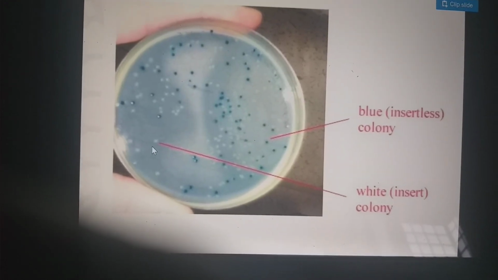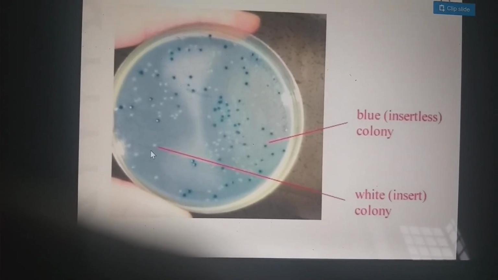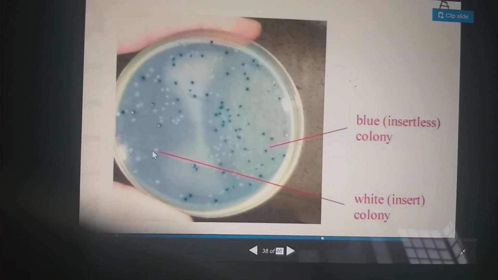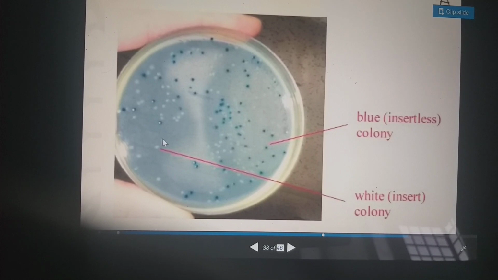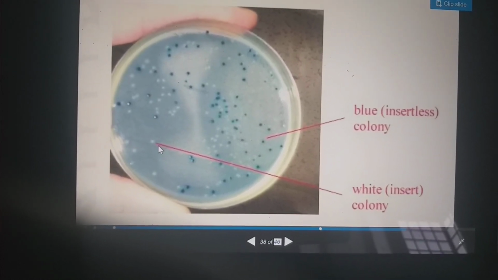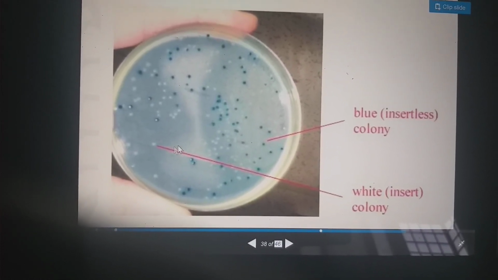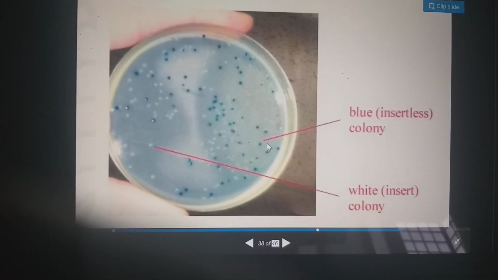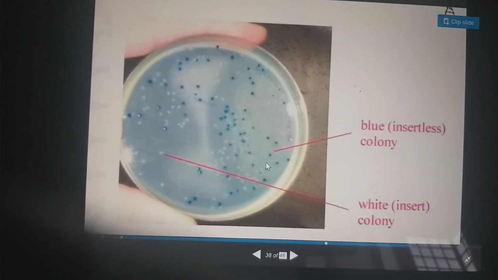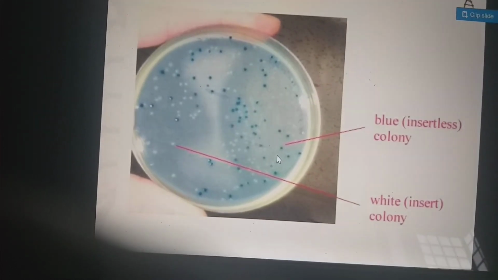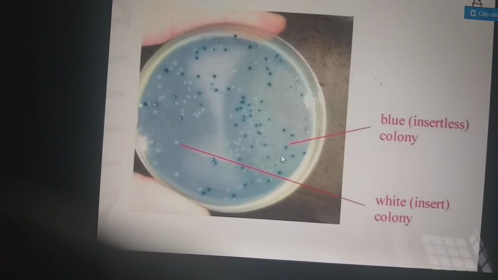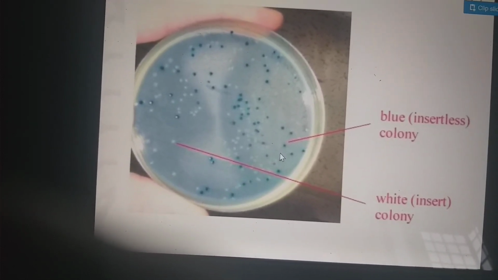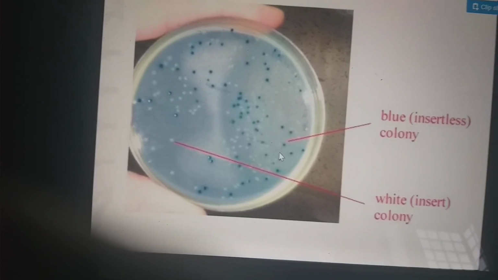This is the way we can distinguish between the two clones, or this is nothing but the cell in which the foreign gene is inserted properly, and this is the colony in which foreign DNA is not inserted. So this is called the blue-white assay, or whenever there is a question on alpha complementation, you need to write all these steps.